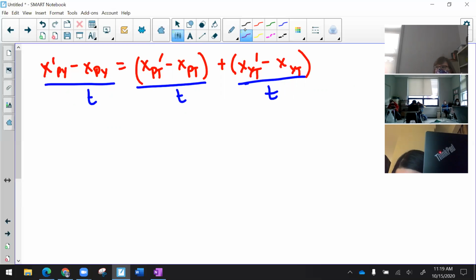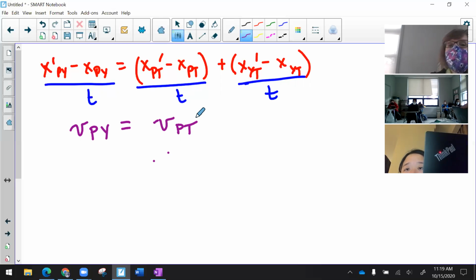So, what's a change in position over time? Velocity. Okay, so this is going to give me the velocity of the person with respect to you or the ground. This is going to give me the velocity of the person with respect to the train. And this is going to give me the velocity of the train. Okay, which is what I had earlier.